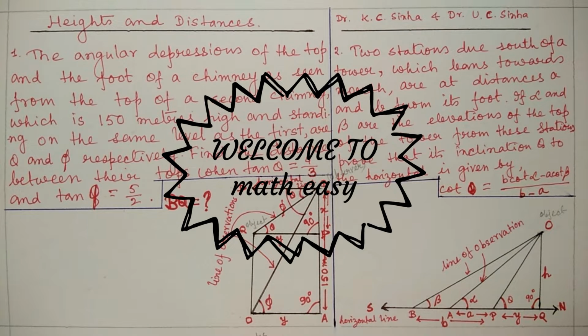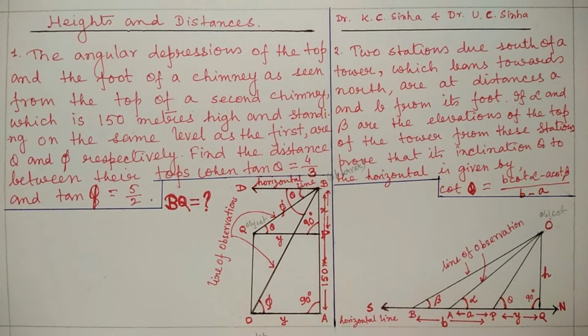Friends, today we'll discuss two sums from Heights and Distances, the reference book written by Sinha and Sinha. The first sum is based on angle of depression, and the second sum is based on angle of elevation. So we'll discuss two sums. Sums are very easy. We have to understand the diagram first.